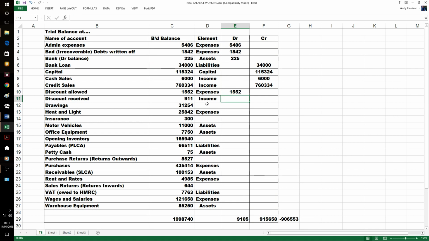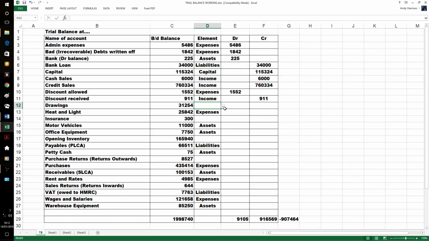So discount allowed, that's an expense. If we let a customer off some money because they pay us quickly, it costs us, we're not getting the full amount of our sale. And likewise, this is income but not revenue to be precise, because it's a reward for paying our suppliers quickly.